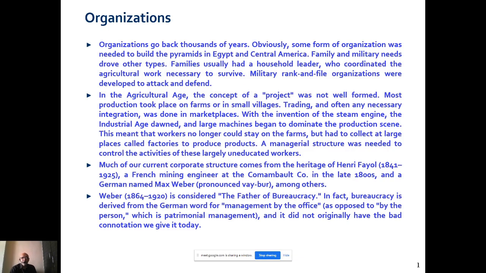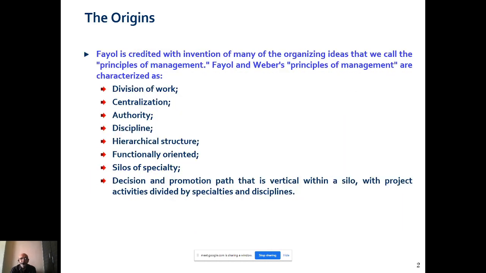The originator has been known, and the credit has been given to Henry Fayol and Max Weber. Max Weber was named the father of bureaucracy. Bureaucracy is derived from the German word for management by office, that is, management by a person. So the organizations could either belong to Fayol's principles or they could be bureaucratic organizations. To understand this, let us go ahead.